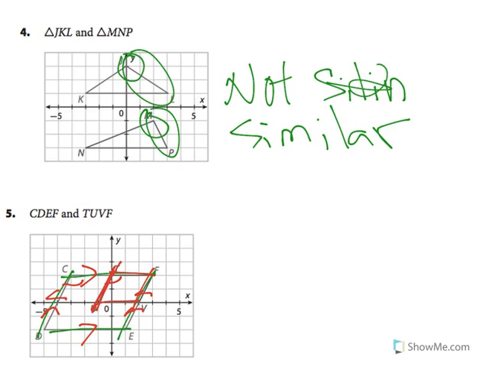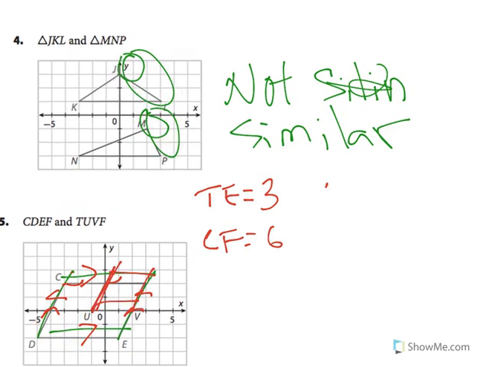Okay, so then the angles are preserved. So the distance from T to F, we can count. So there's 1, 2, 3. And the distance from C to F is 1, 2, 3, 4, 5, 6. So then the scale factor is 2. And we can see that for the diagonal as well. Right, so then these two are similar.